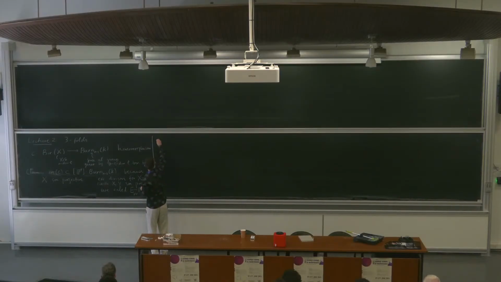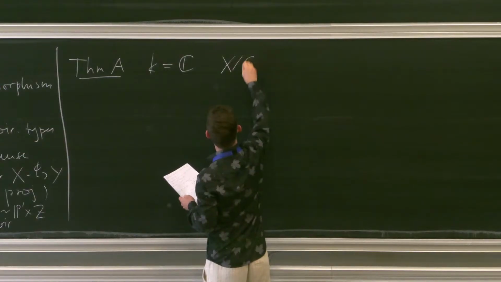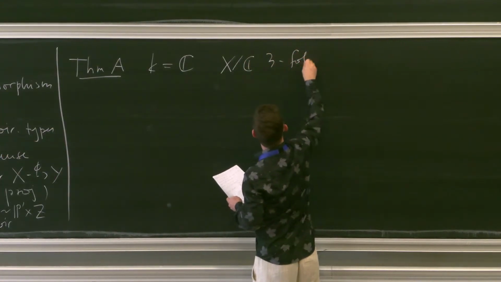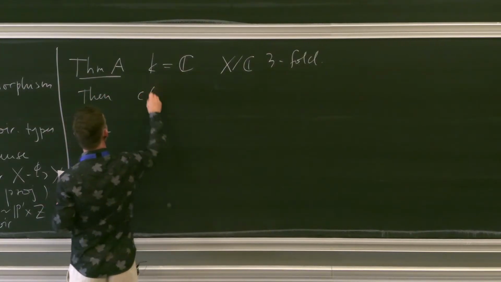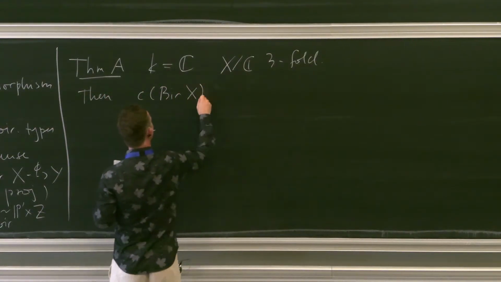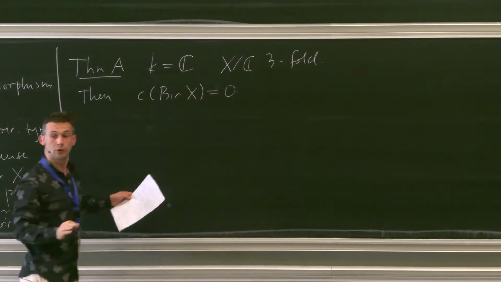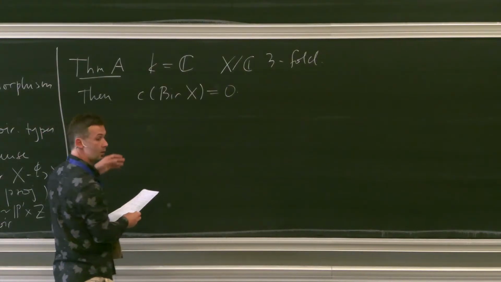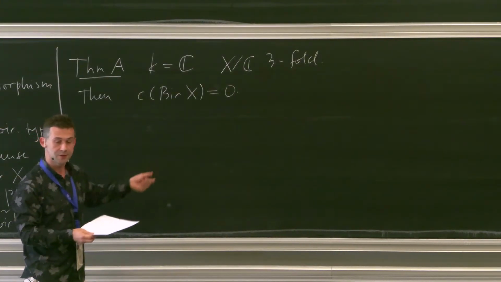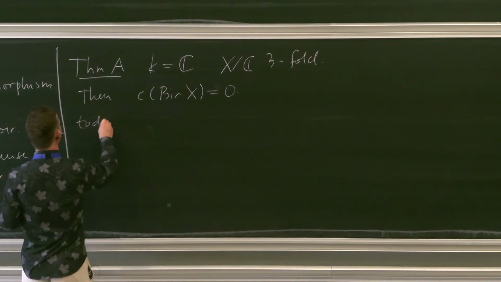So there's two theorems I want to explain today. So there's theorem A and theorem B. Theorem A says that if I have an algebraically closed field of characteristic 0 and X is a threefold, then there's total vanishing. More specifically, today we'll prove a particular case.